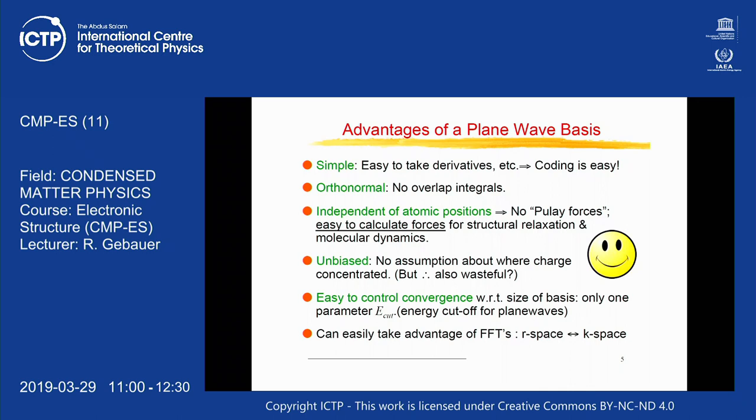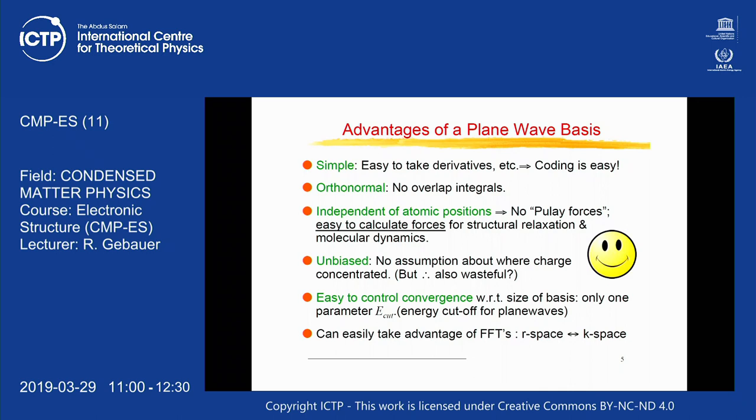One is, if you have e to the ikx, any operation would be simple. You derive it with respect to x, very simple. You derive it with respect to k, very simple. You calculate the kinetic energy, it's just k squared. So you see, it's really easy to manipulate. Yeah? So coding, in fact, is very easy. One plane wave, which has a different wave vector than another one, is always orthogonal. So by construction, you have a basis set which has no overlaps. This is also very useful for your calculations.